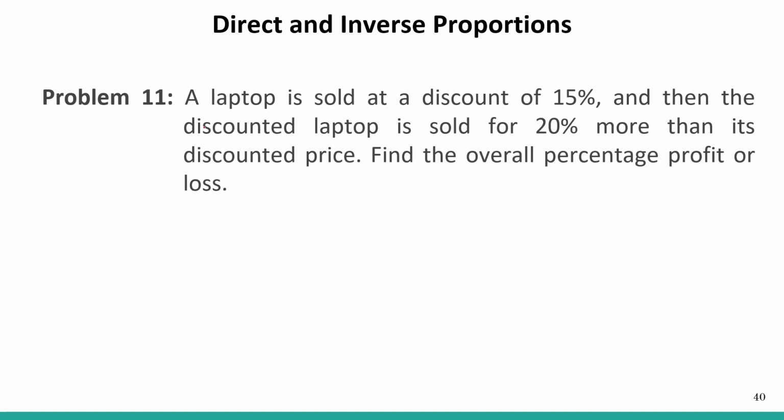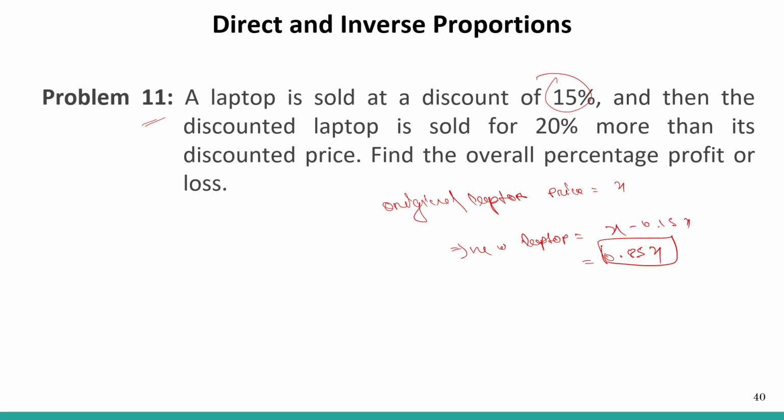So let's go forward to the next question. So problem number 11. A laptop is sold at a discount of 15%. Okay. So discount in the laptop is 15%. So original laptop price is equal to X. So this implies the new laptop price is equal to what? X minus 0.15x is equal to 0.85x. So this is the new laptop price.